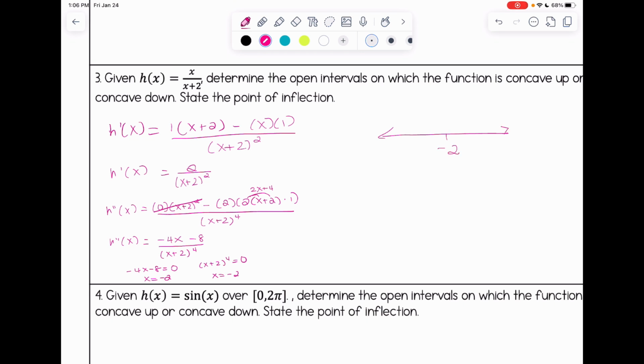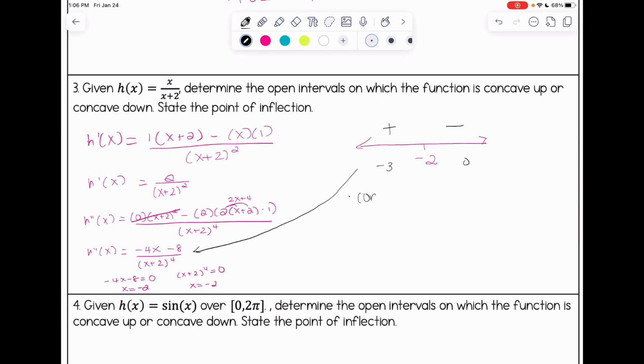All right, so we are going to pick our test values, and we are going to plug into our second derivative. Let's say we pick negative 3 and we pick 0. Remember, they are getting plugged into our second derivative here to determine their sign. So when I plug in negative 3, I get a positive. When I plug in 0, I get a negative. And now we can determine our intervals of concavity. So concave down from negative 2 to infinity, concave up from negative infinity to negative 2, and our point of inflection occurs at negative 2.